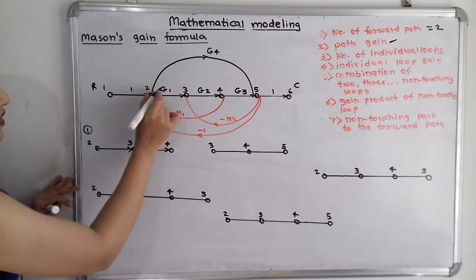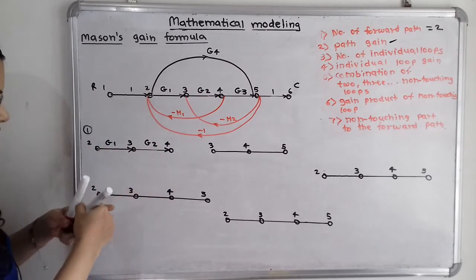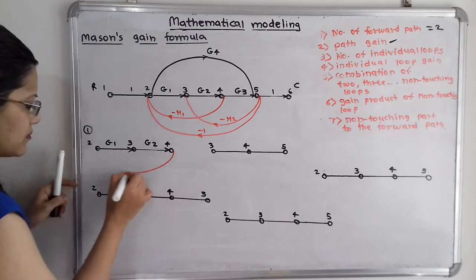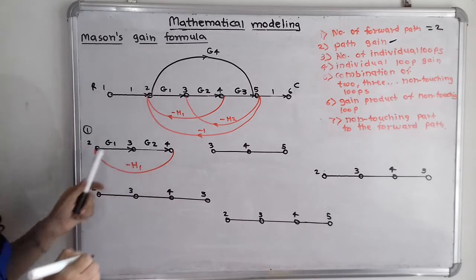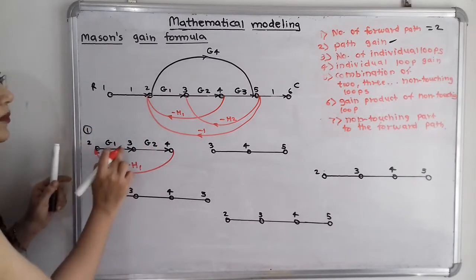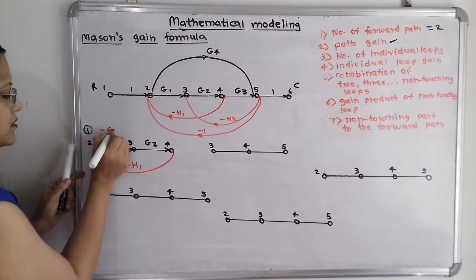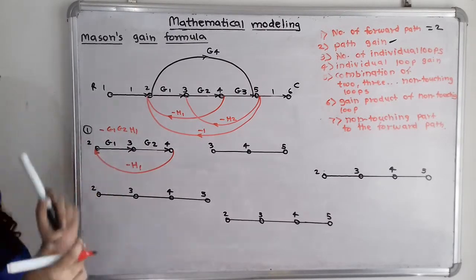We have to mention the gains here, that is G1, G2, and we have to show the feedback path with gain minus H1. So I will write here the loop gain. For this loop 1, what is the loop gain? That is G1, G2 into minus H1, so minus G1, G2, H1. This is the loop gain for the first loop.